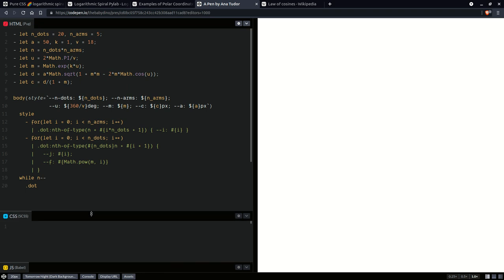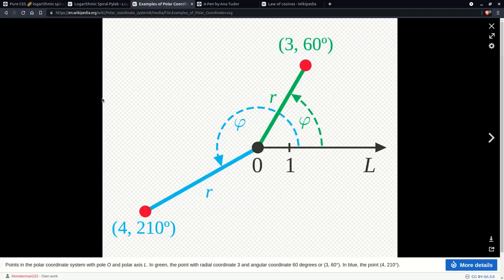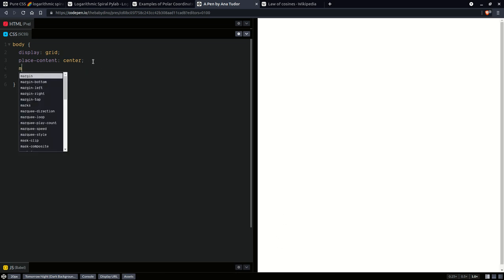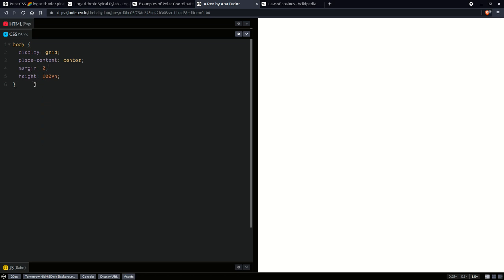Now let's move on to the CSS and put some stuff on the screen. Anyway, we'll be setting display grid on the body, place content center, make it full height, so that, okay, let's get rid of the scroll bar. That's because we have a margin on the body, so if we zero the margin, we get rid of it.